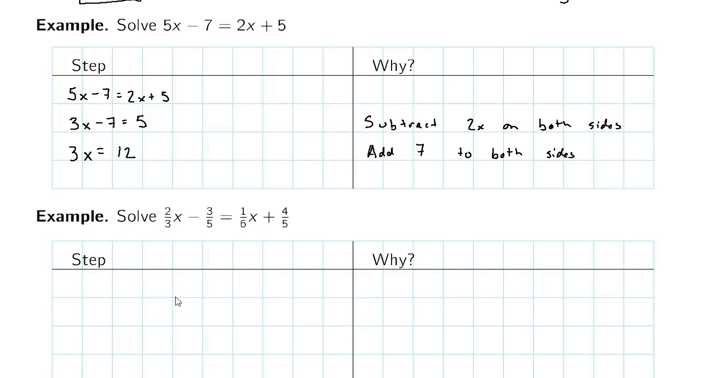Finally, we want to get rid of the 3, so we're going to divide both sides by 3. So on the left, we just have x. On the right, 12 divided by 3 is 4.